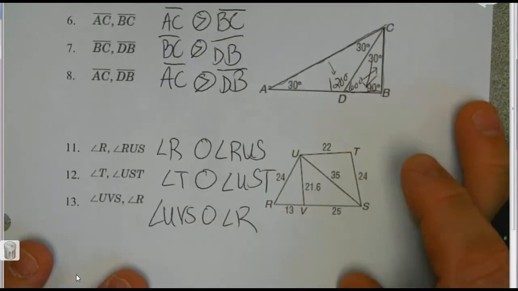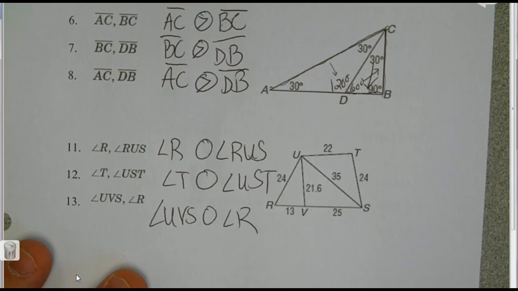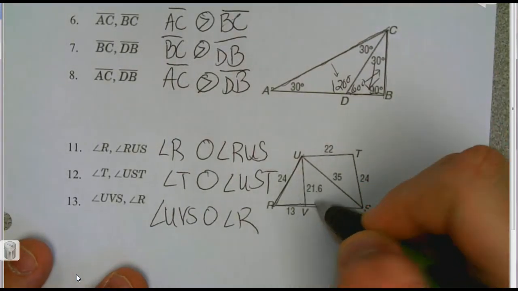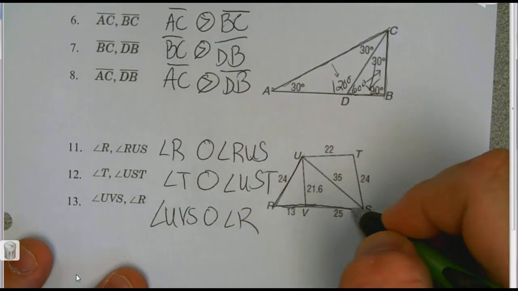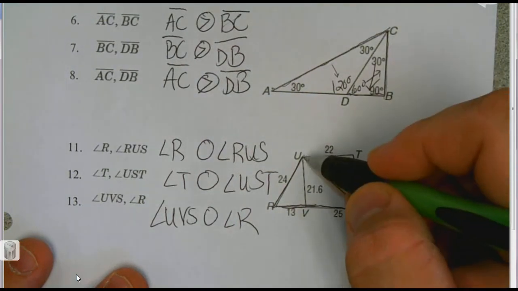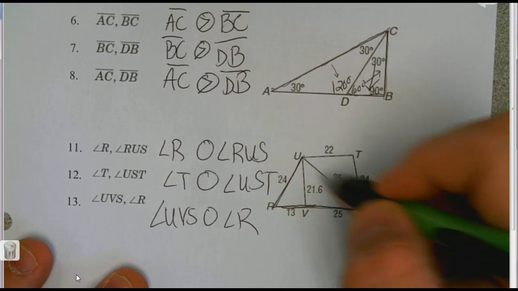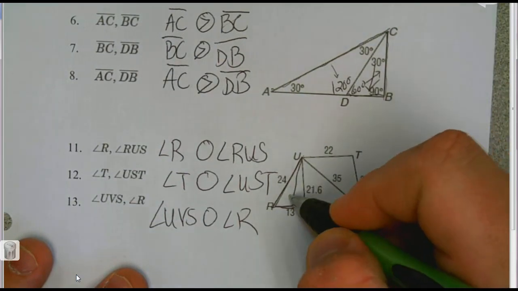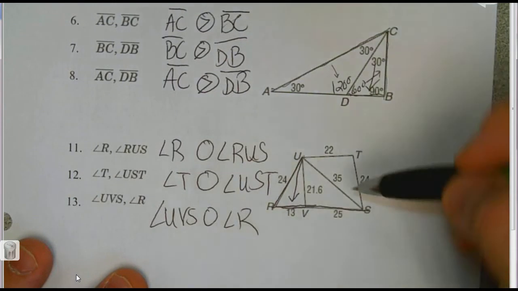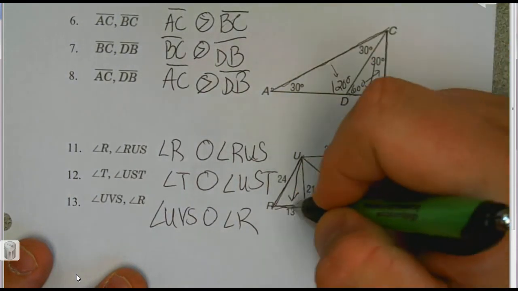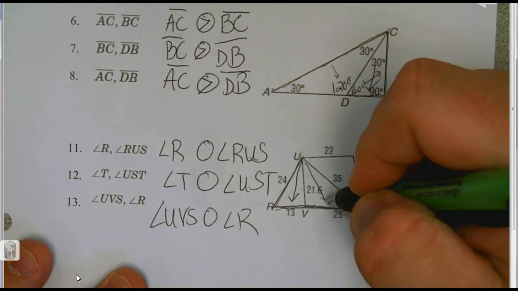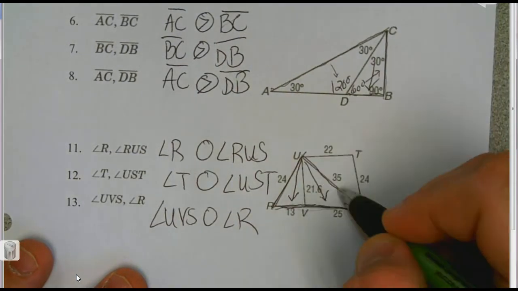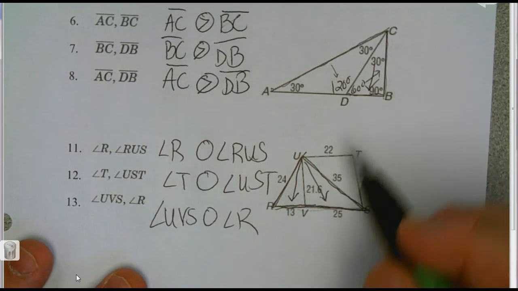The same can be said if we know the lengths and we want to compare the angles. So angle R corresponds to an angle measure of 21.6 or 35, depending on how you look at it. But angle RUS corresponds to an angle measure of 38. We got both of those there. So angle RUS is much bigger than angle R.